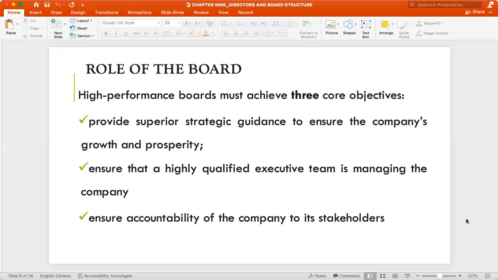So high performance boards must achieve three core objectives. For boards that want to consider themselves to be highly performing, they must provide superior strategic guidance to ensure the company's growth and prosperity. I said at the heart of the board of directors, their function is strategic planning and management. Okay, so for a board to be described as a high performance board, they should be able to provide strategic guidance.